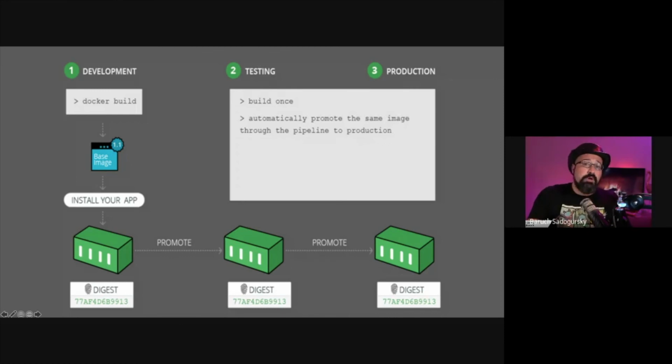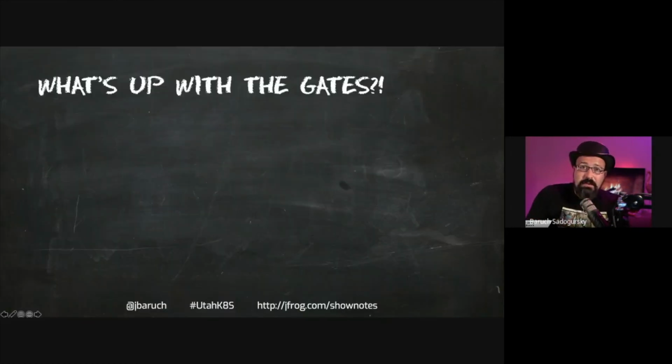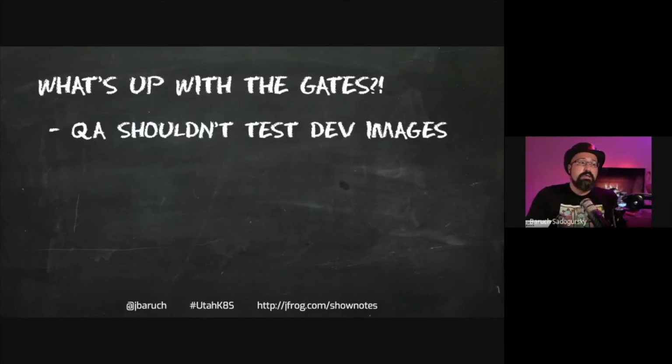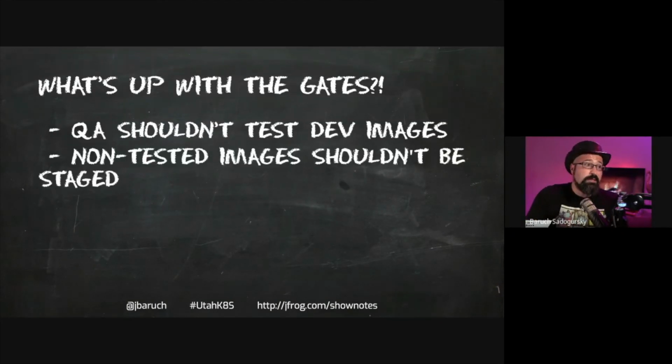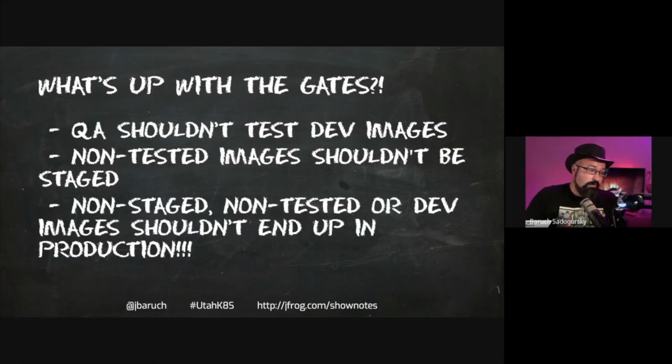And I keep talking about those gates. What's my obsession with gates? Well, gates are extremely important because this is what guarantees that QA won't test a dev environment, that non-staged images won't get to staging, and obviously the non-tested or development images won't end up in production. So let's see how we can build this pipeline with immutable binaries in Docker.